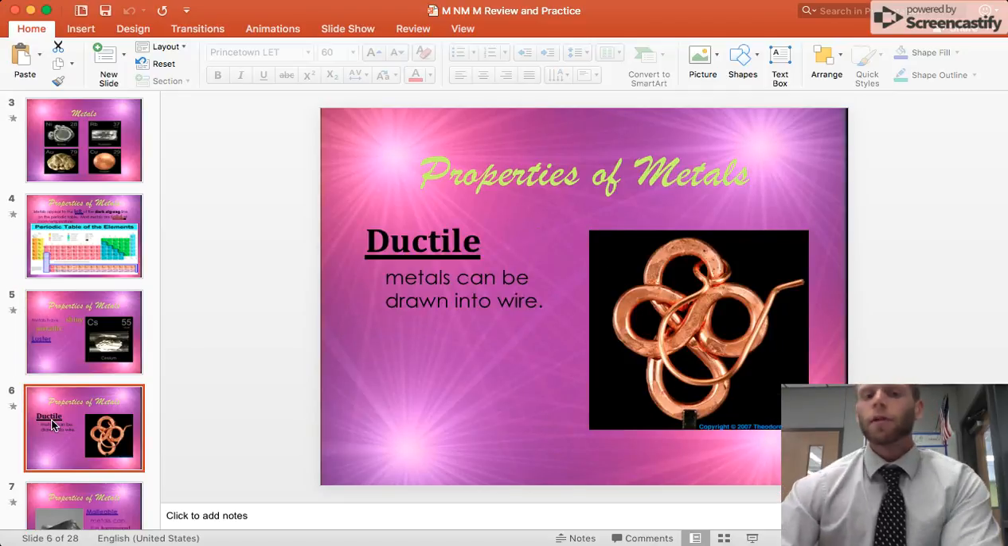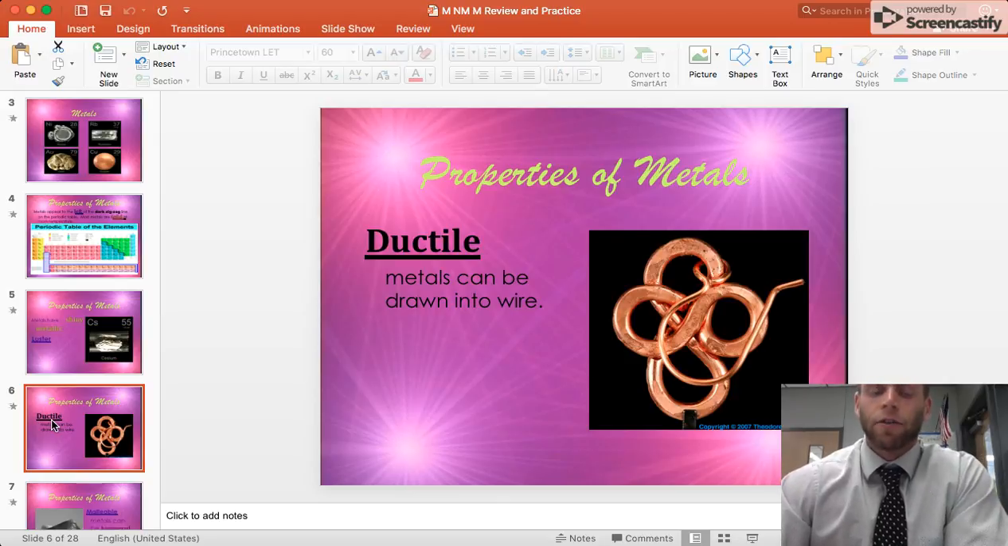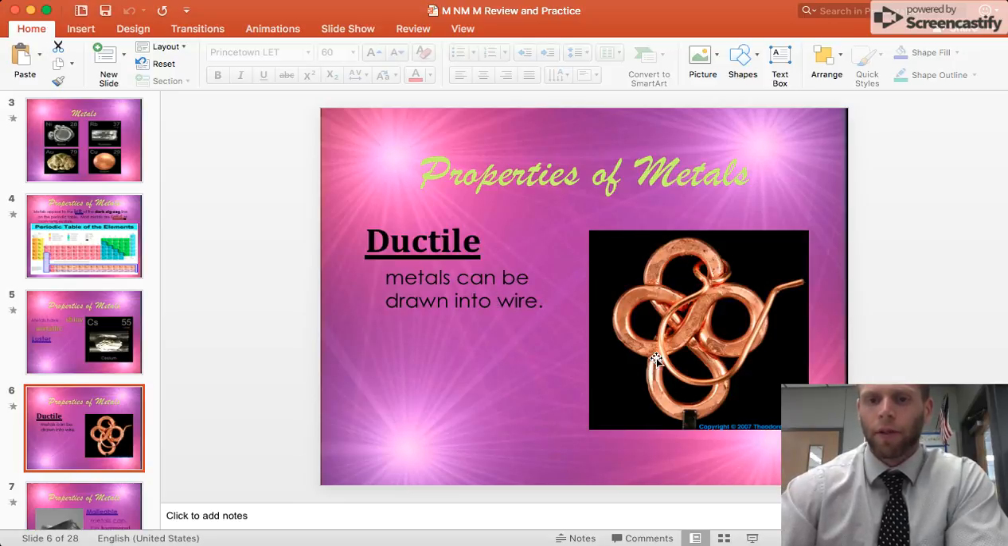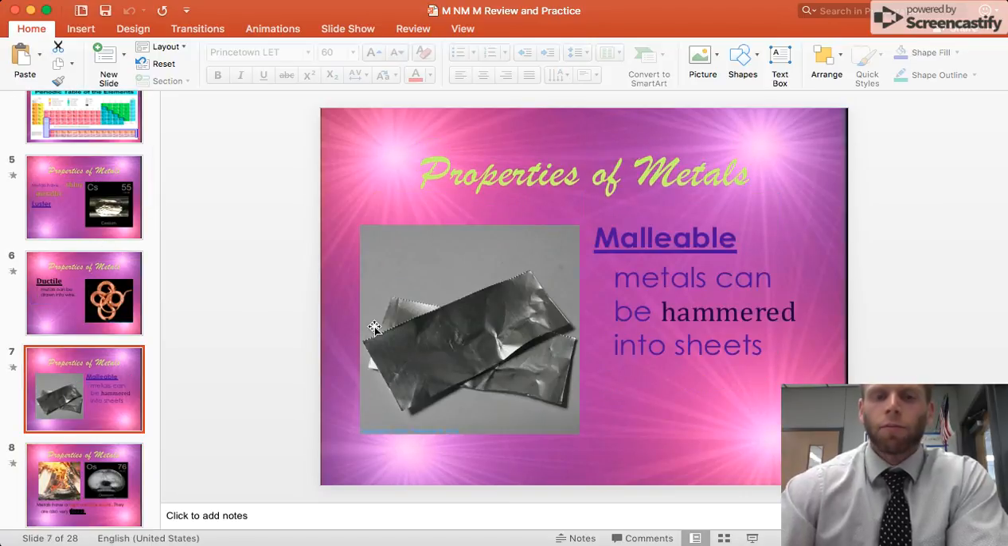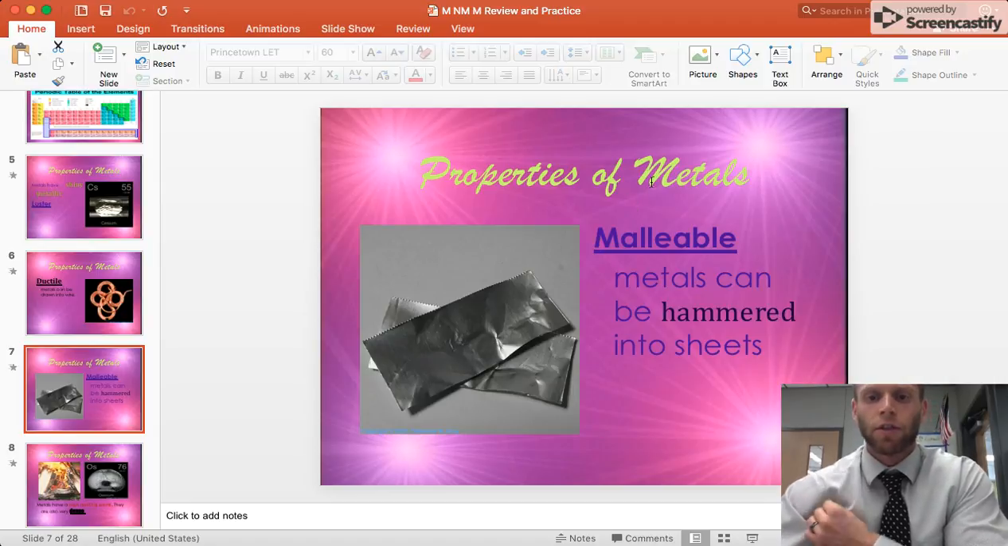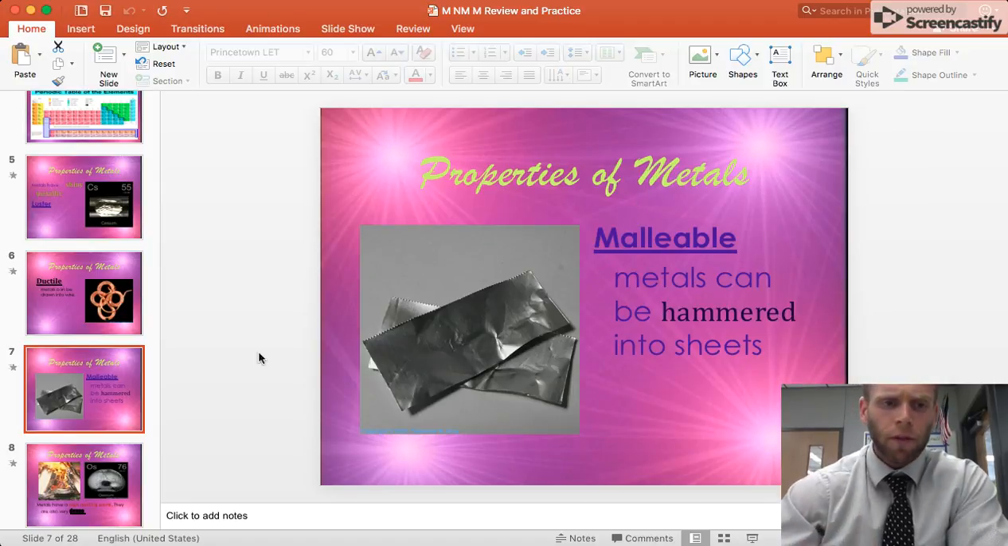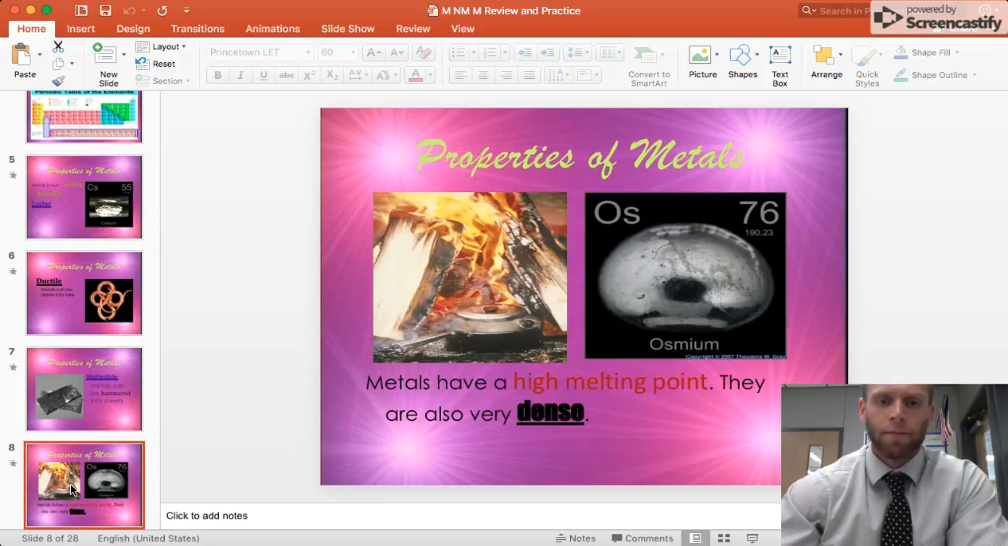Another property of metal is they are very ductile. So their ductility, they are ductile, which means metals can be drawn into a wire. So we have some copper wiring there as an example on the right. Another property of a metal is they are malleable. So remember, malleability is the ability for a metal to be hammered into sheets. So there's a picture there of some metal that is malleable.